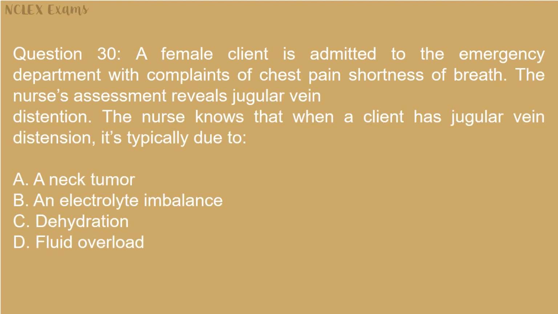Question 30. A female client is admitted to the emergency department with complaints of chest pain and shortness of breath. The nurse's assessment reveals jugular vein distension. The nurse knows that when a client has jugular vein distension, it's typically due to: A. A neck tumor. B. An electrolyte imbalance. C. Dehydration. D. Fluid overload.